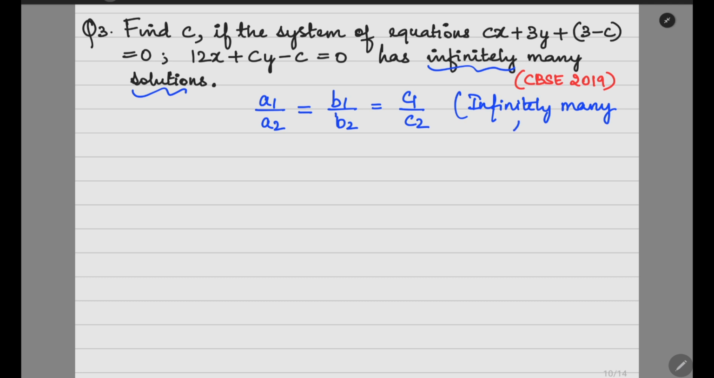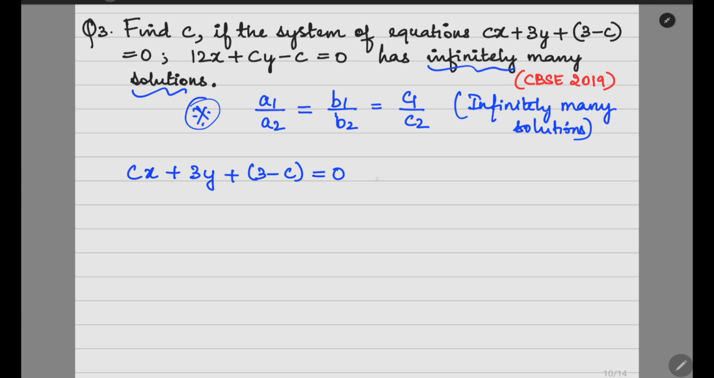This is something which is very important, and this is the main crux of the solution for this particular problem. This is what you need to know. Now let's take both the systems of equations. The first one is cx plus 3y plus 3 minus c equal to 0. This is the first equation.